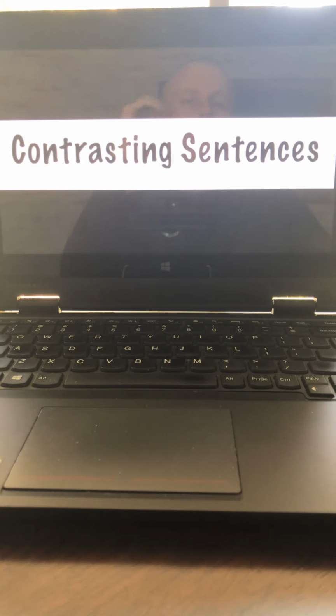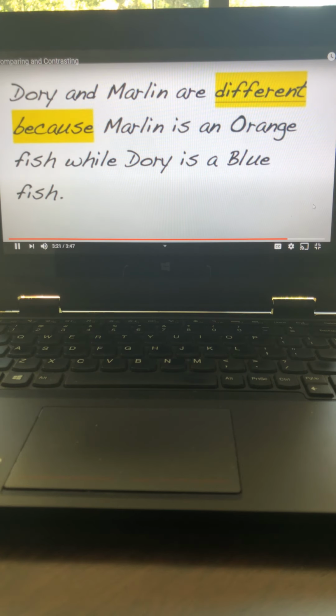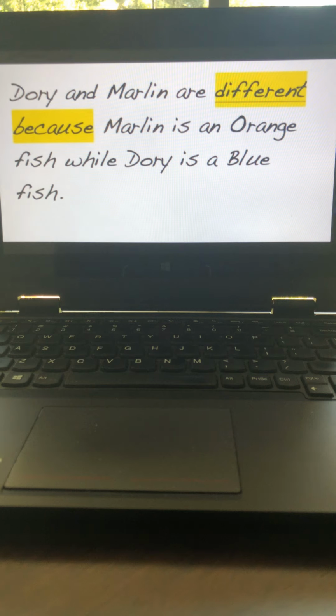Now, let's create a contrasting sentence. What are the differences between Marlin and Dory? Let's use the same format as we previously did with the similar sentence to create a sentence with contrasting keywords. So now, this is the sentence we've created. Dory and Marlin are different because Marlin is an orange fish while Dory is a blue fish.